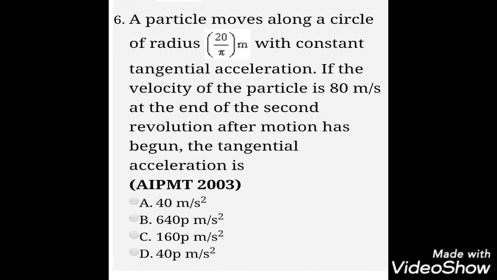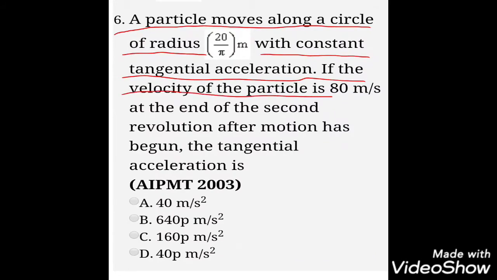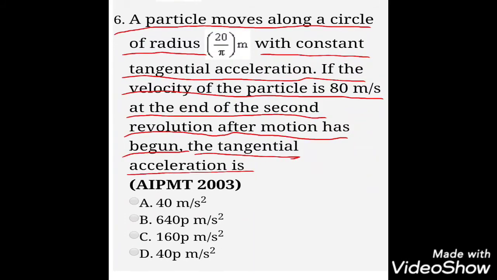Question number 6. A particle moves along a circle of radius 20/π meter with constant tangential acceleration. If the velocity of the particle is 80 meter per second at the end of the second revolution after motion has begun, the tangential acceleration is: option A 40 meter per second square, option B 640π meter per second square, option C 160π meter per second square, option D 40π meter per second square. So which one is correct?